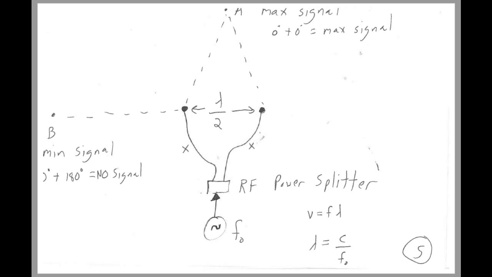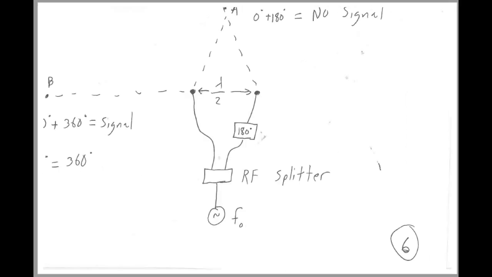Fairly straightforward. All right, now let's add an additional 180-degree phase shift to one of the antennas. Now what happens with position A and position B? Well, now position A sees a 180-degree phase shift. So 0 plus 180 degrees is no signal.